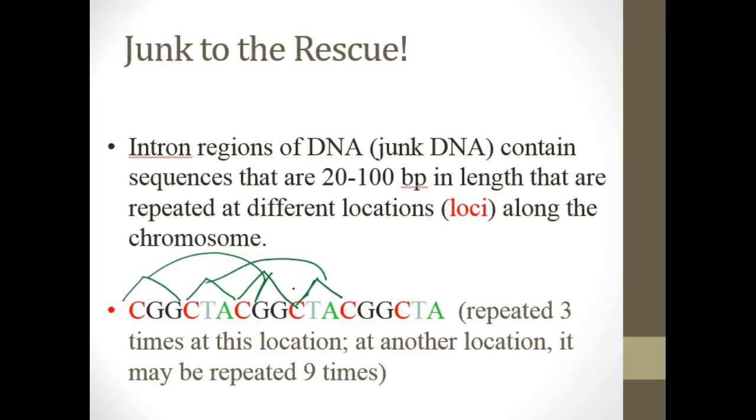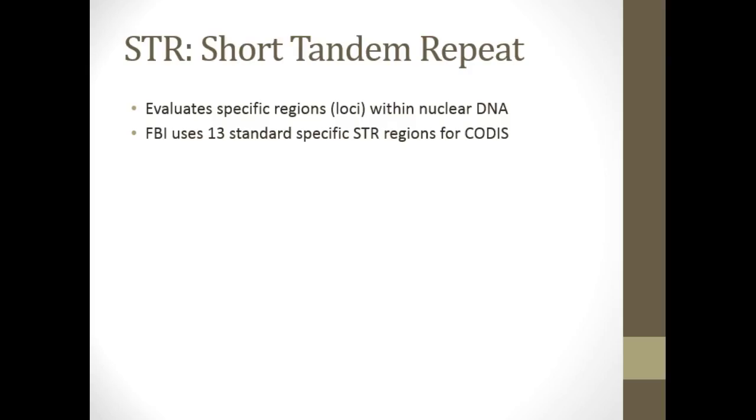But scientists notice that this hiccuping and stuttering is universal to all humans. Between specific genes, there will be this repeating junk DNA, and it is known as a short tandem repeat. When the FBI does DNA testing, they look at 13 specific short tandem repeat areas, and then they use that information to try to match against other individuals.